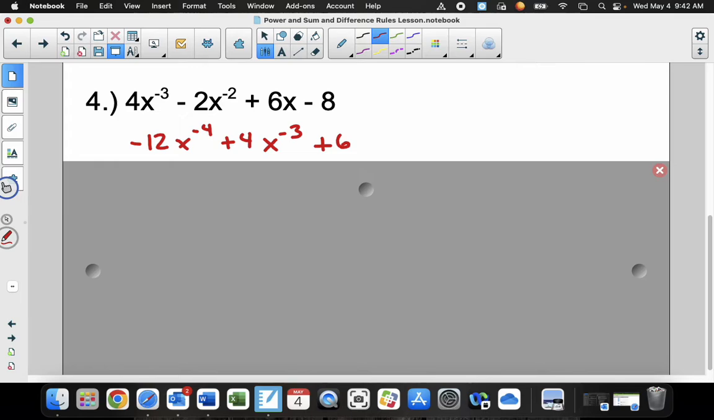Okay. Now, if I wanted to actually rewrite the derivative at this point, that x to the negative 4, remember that's just x to the 4th in the denominator. X to the negative 3rd is really just x cubed in the denominator, okay, anytime you have a negative exponent.